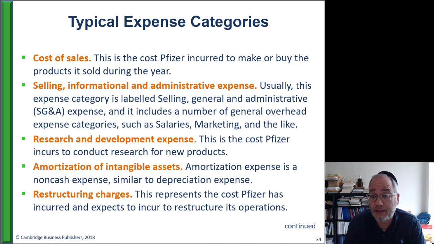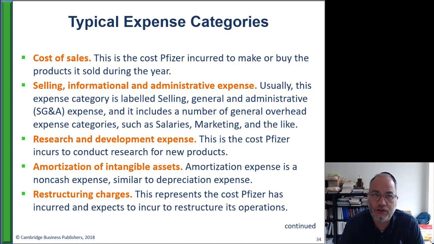Selling informational and administrative expenses, the way I usually see this explained is selling, general and administrative. I don't know why it says informational there. And this is typically called overhead. So these are sales commissions, paying sales employees, your executive workforce, marketing costs, and all these kinds of things are usually lumped into SG&A.